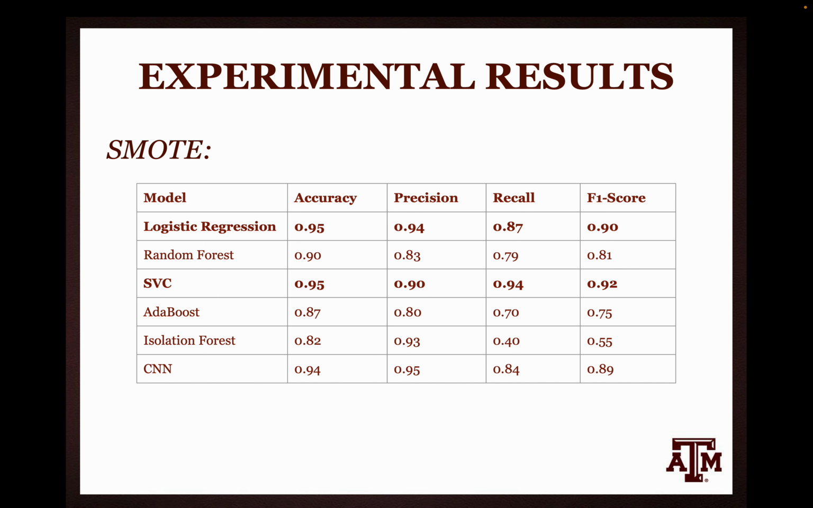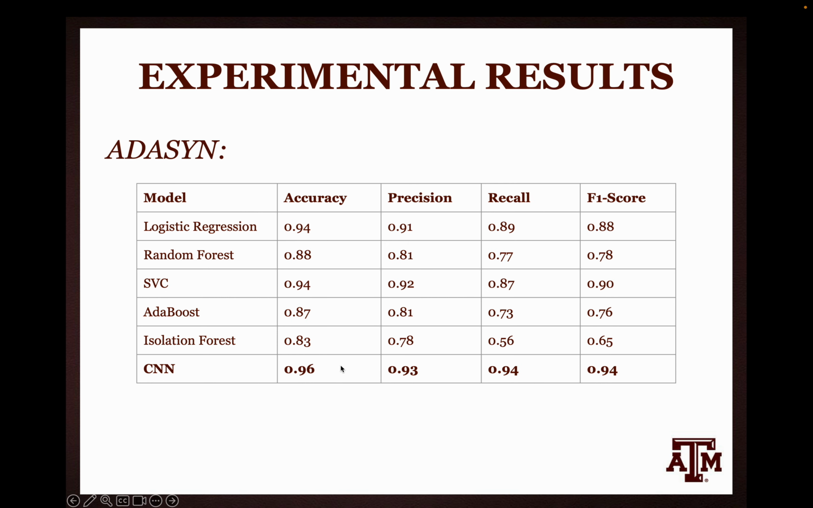We initially performed the SMOTE technique on all our models and then got an accuracy. SMOTE adds synthetic data and is an oversampling technique. We see that the highest accuracy obtained is 95% for logistic regression and SVC, followed by CNN, which got an accuracy of 94%. The second technique employed was ADASYN, which stands for adaptive synthetic sampling. It is also an oversampling technique, but this takes care of distribution density. Here we see that CNN attained an accuracy of 96%, which is highest, followed by logistic regression and SVC, with an accuracy of 94%.